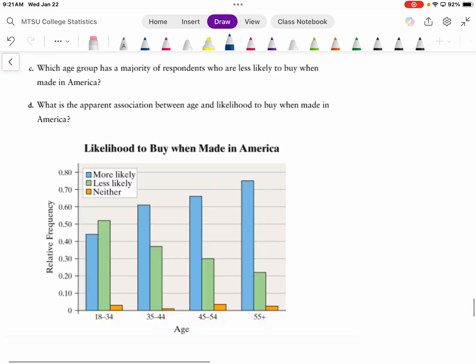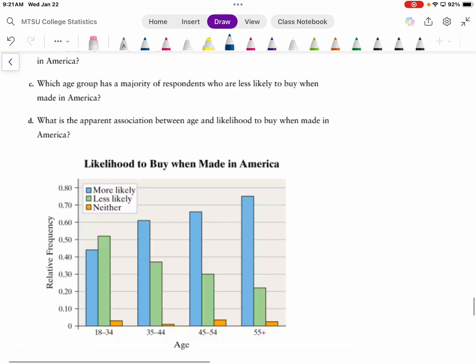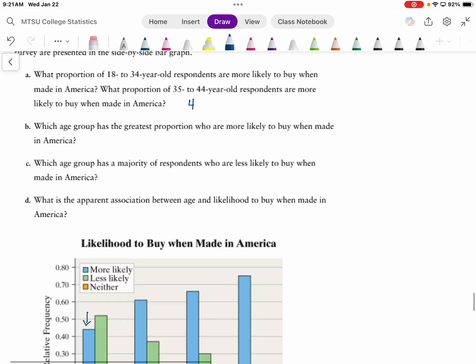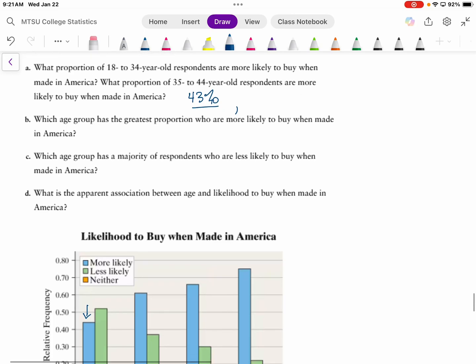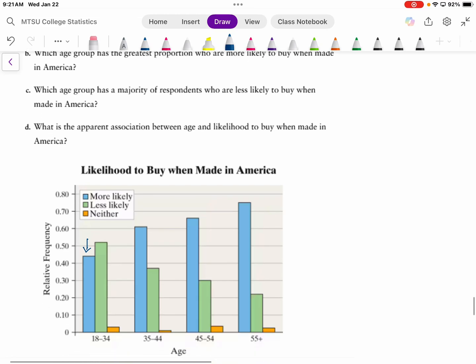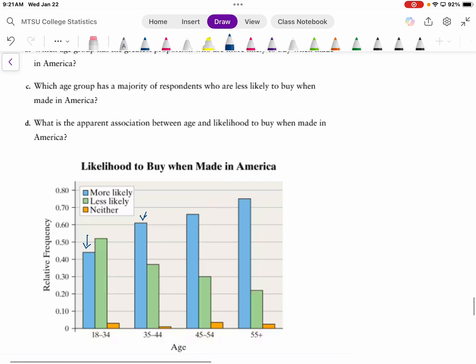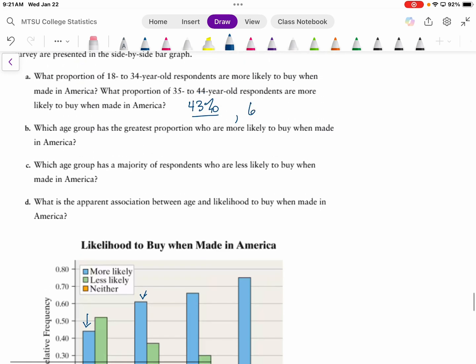So as we look at that first part, what would be the blue amount there? What do you think? Somewhere around about 43%, approximately 43. So for the first part, we'd say somewhere about 43%. What proportion of 35 to 44-year-olds respond that they're more likely to buy when made in America? Just a smidge over 60%, doesn't it? So we're looking at just a little bit over 60%, so maybe 61%, approximately 60%.